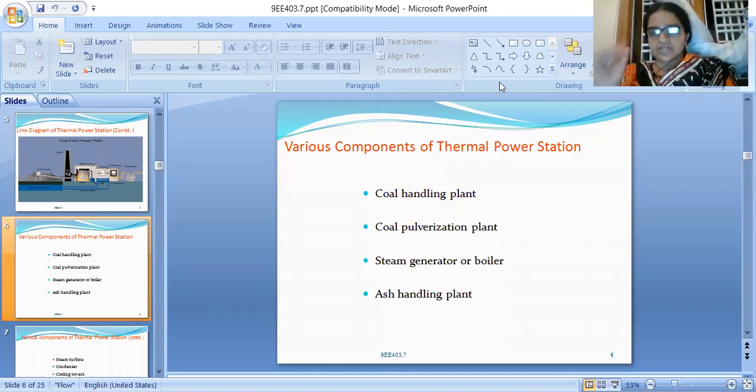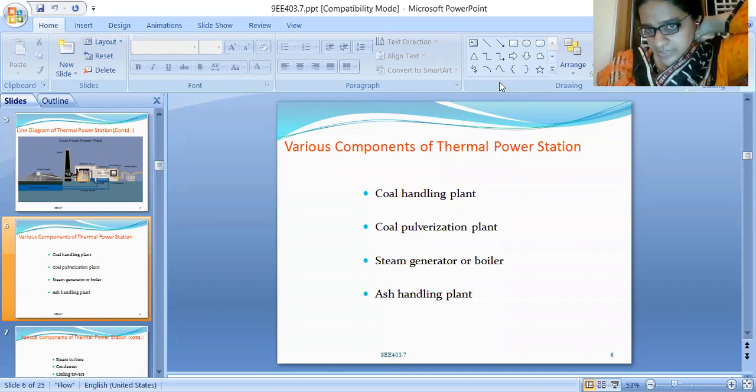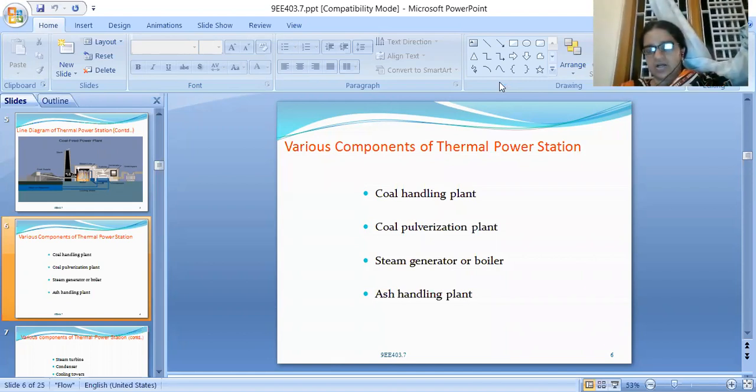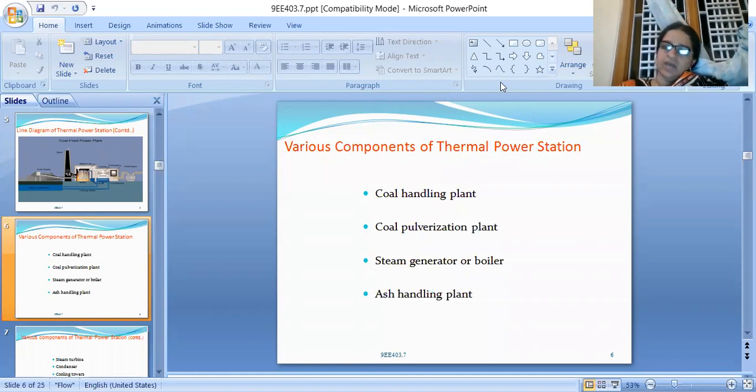This is the continuation of thermal power station. In the previous lecture, I have explained about the parts of the thermal power station. I have explained in detail the line diagram of thermal power station. I mean, what all the components are involved, and how the operation of thermal power station is being done. Okay, all these we have covered.